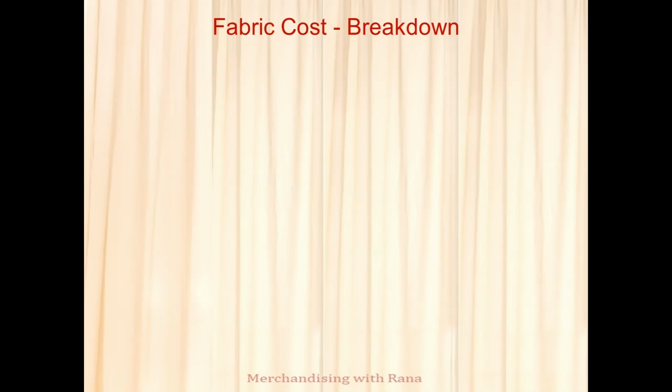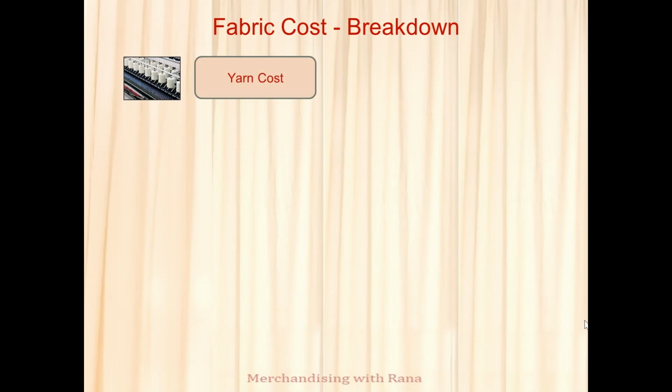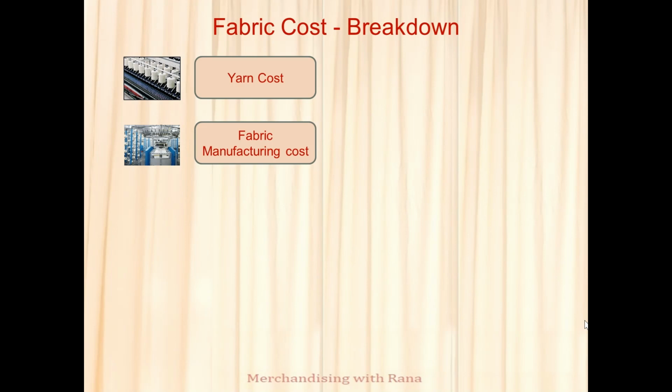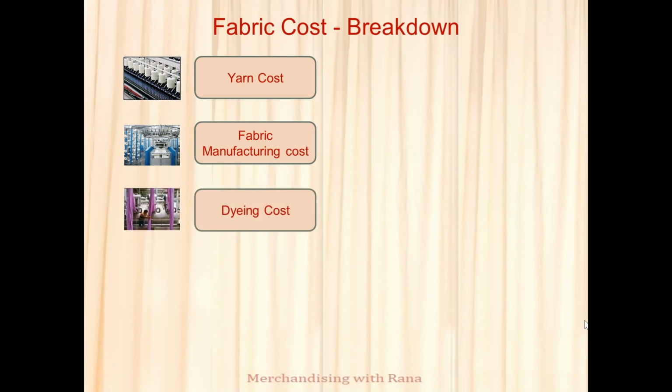Now let's see the fabric cost breakdown. Yarn cost. So yarn needs to be turned into fabric through a manufacturing process like knitting or weaving. Then this fabric needs to be dyed through the dyeing process. It is actually the knit dyeing process I have shown in the picture.